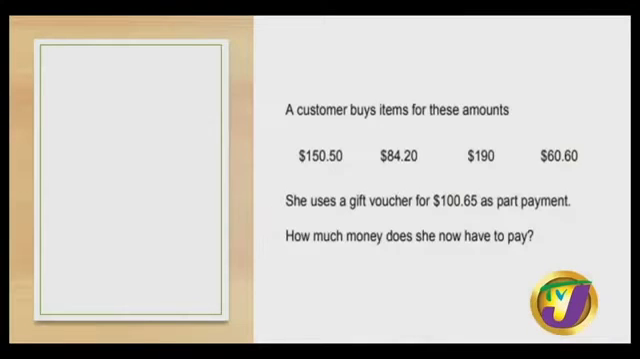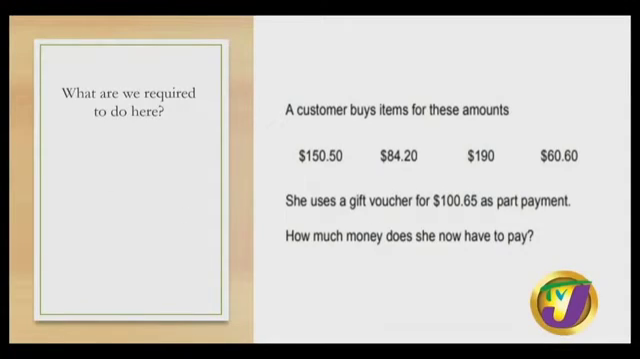Next question. A customer buys items for these amounts. The first item is $150.50, $84.20 for the second item, $190, and then the fourth item, $60.60. She uses a gift voucher for $100.65 as part payment. How much money does she have to pay?